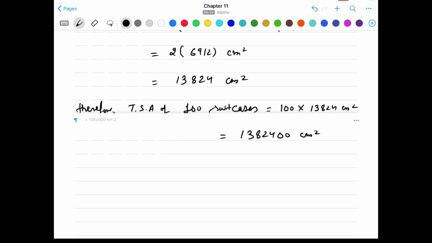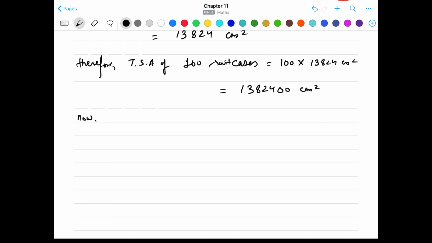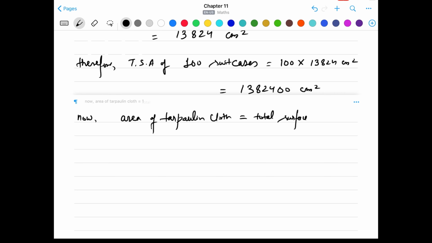Okay, now we have to cover these suitcases with the tarpaulin cloth. Okay, so we'll write, now the amount of tarpaulin cloth required, that is the area of tarpaulin cloth required, will be equals to the area of these 100 suitcases. Okay, that is the area of tarpaulin cloth will be equals to total surface area of suitcases.